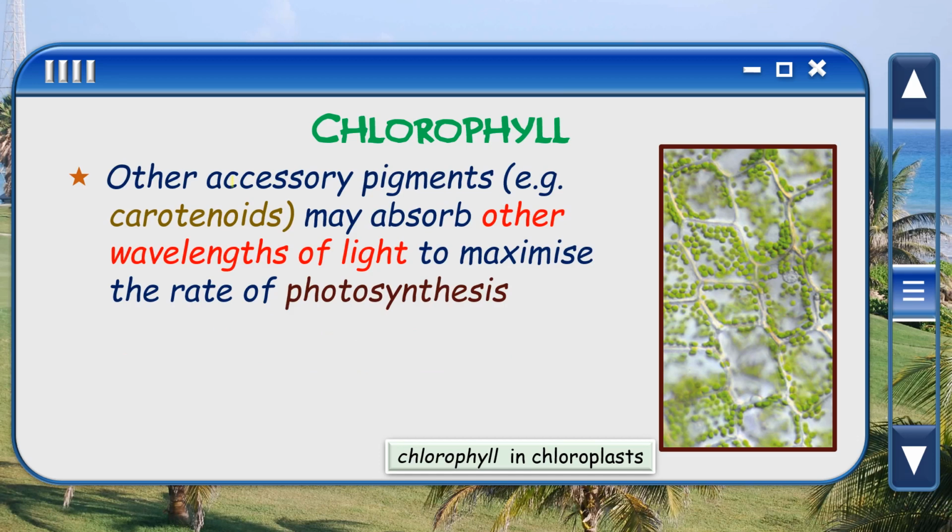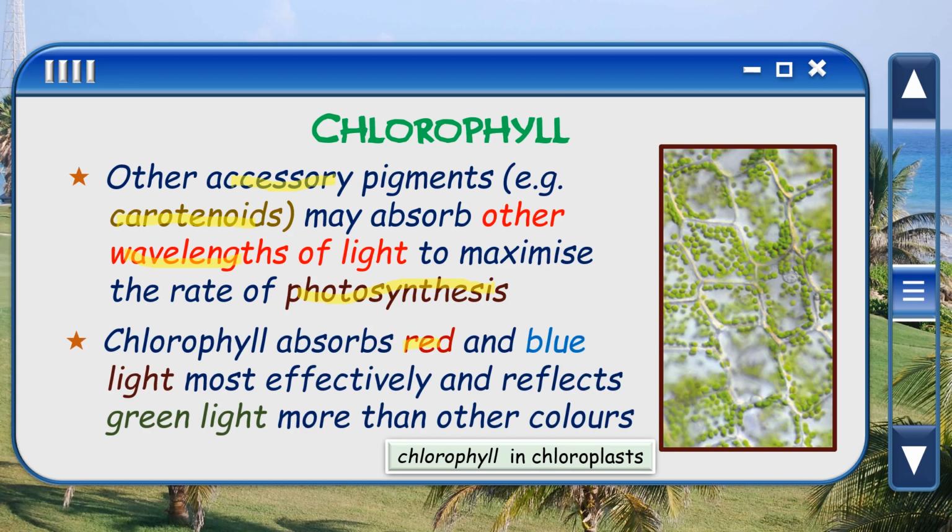Other accessory pigments, like for example carotenoids, may absorb other wavelengths of light, and this is to maximize the rate of photosynthesis. So we have other pigments which are not chlorophyll. We have seen that chlorophyll absorbs the red and the blue light. But we have other pigments like the carotenoids. These ones absorb the other wavelengths of light. And this one is mainly to maximize the rate of photosynthesis.